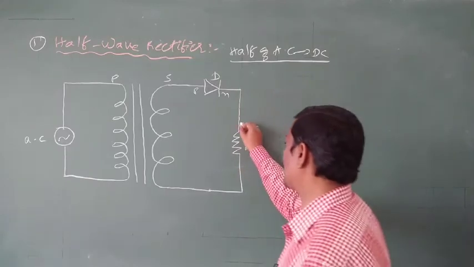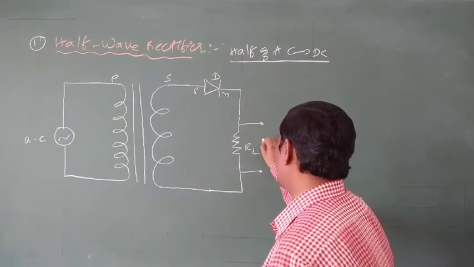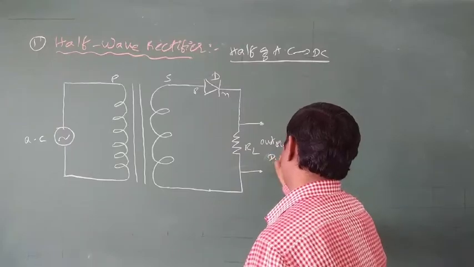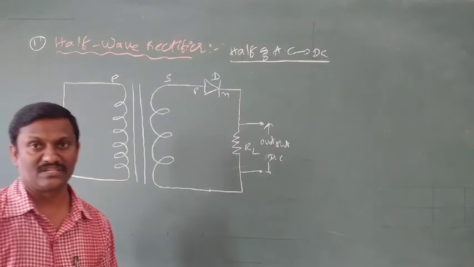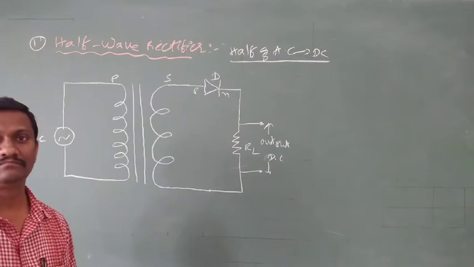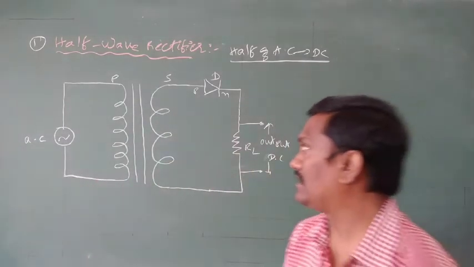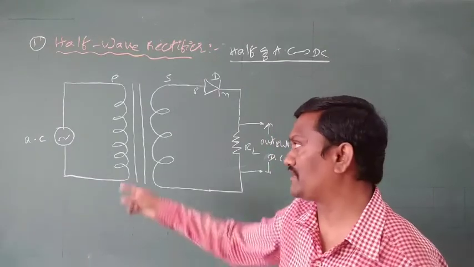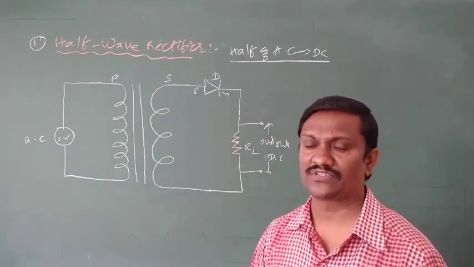Next, at the ends of the load resistance, a DC signal is applied, so the output is a DC signal. A DC signal is applied across the load resistance, and an AC signal is applied across the ends of the primary coil. So that is about the construction of a half wave rectifier. Simply, there are two coils: at the ends of the primary coil an AC source, and at the ends of the secondary coil a load resistance and a PN junction diode.